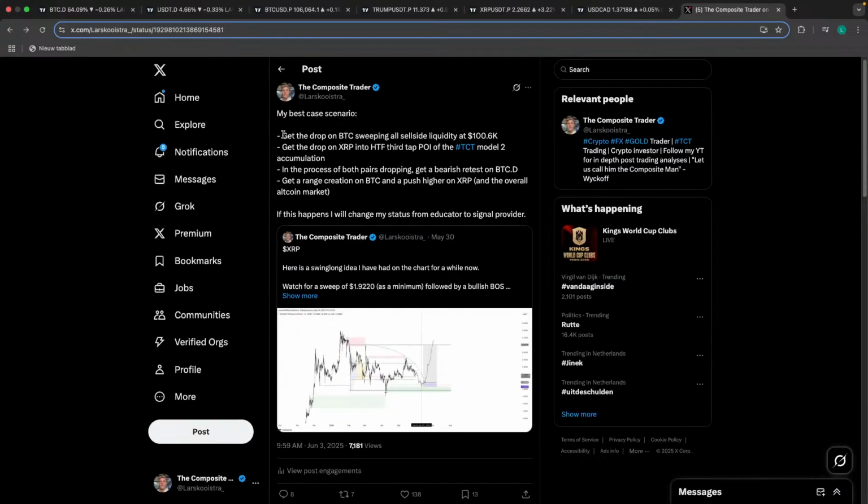Best case scenario, Bitcoin gets the drop, sweeping all sell side liquidity at 100.6K. We get the drop on XRP into the high time frame third tap POI of the Model 2. In the process of both pairs dropping, we get a bearish retest on Bitcoin dominance, because usually when both pairs drop, Bitcoin dominance goes up, because Bitcoin simply drops less. Then we get a range creation and consolidation on Bitcoin, and then we get that push up higher on XRP.